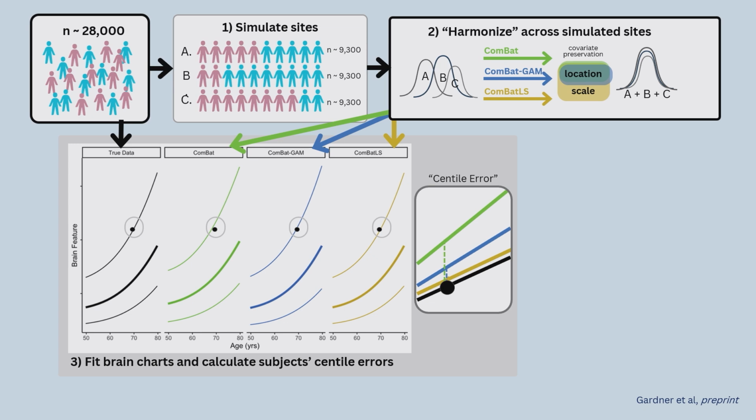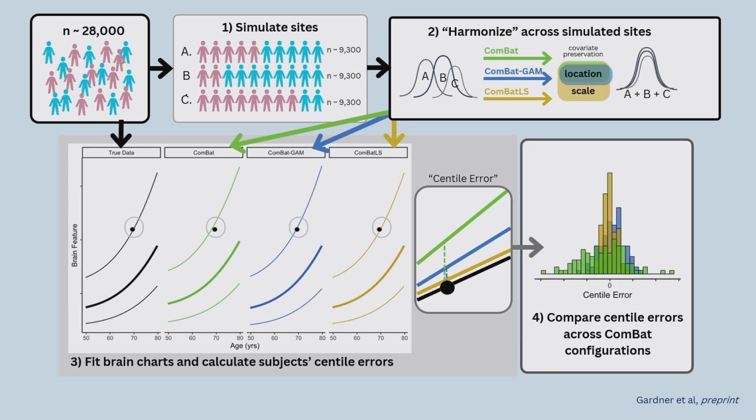So we quantified this by taking the differences in subject centile scores when using each ComBat method and their true centile scores, which we quantified as centile error, and used this as a metric of how well sex's effects are being preserved. We calculated each subject's centile error for all of our brain features, and then compared these centile error distributions across ComBat methods. So again, smaller errors equals better covariate preservation. And we replicated all of this 100 times to account for the randomness in our sampling.